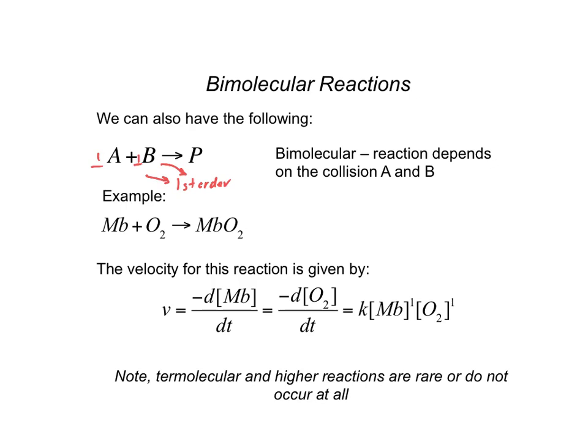Okay, so for this type of reaction, we can measure the rate or the velocity for the reaction by following the decrease in myoglobin as a function of time. We could also follow it by measuring the decrease in oxygen as a function of time. But the rate law for this overall reaction is given by k[Mb][O2], because again, these are both first order reactions. Okay, so bimolecular would tend to see two things colliding at once.